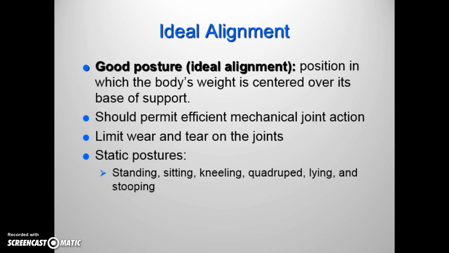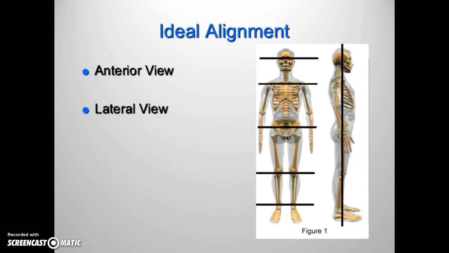So good posture allows the body's weight to be centered over the base of support. It permits efficient mechanical joint action. It limits wear and tear on joints. And we do look at static postures when we're looking at our patients originally. We look at standing, sitting, kneeling, quadruped, prone or supine, and possibly in a squatting position. Now we're going to talk about what ideal alignment is.